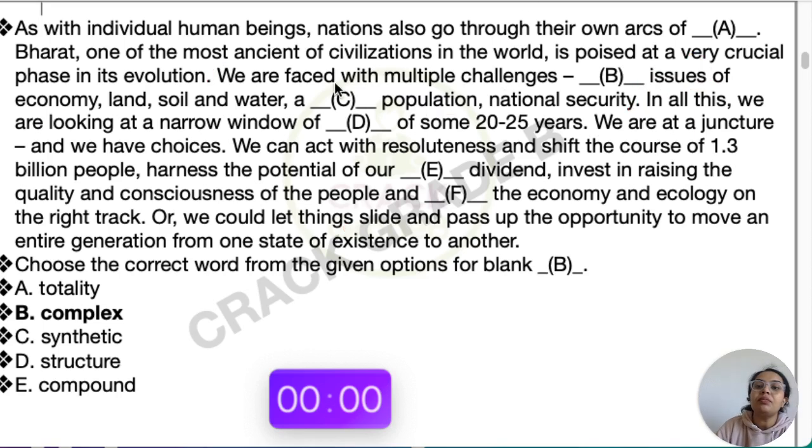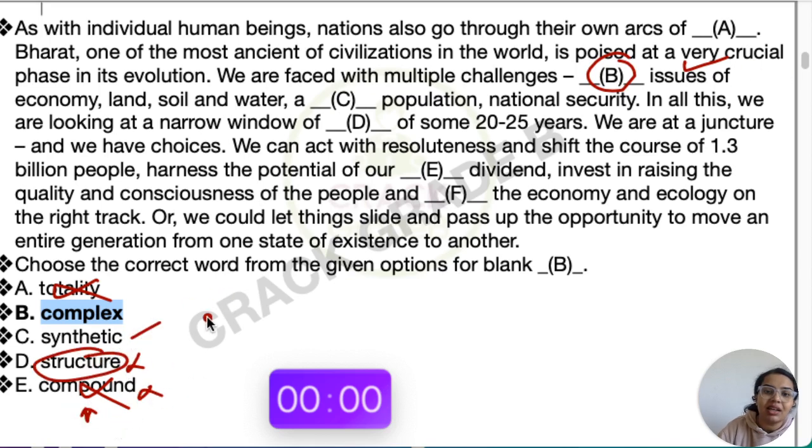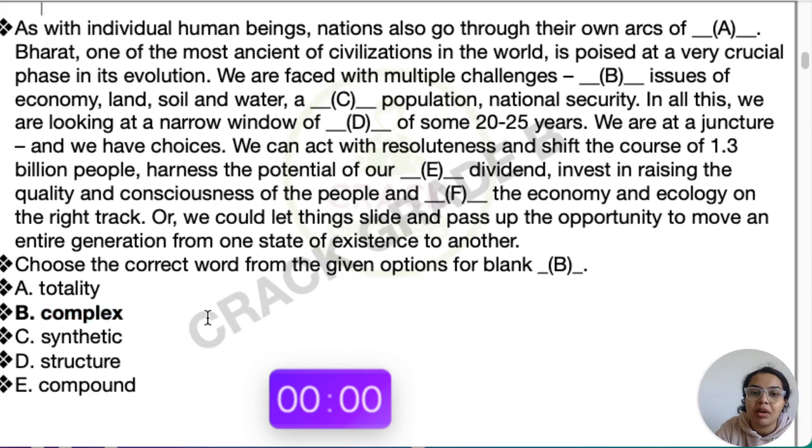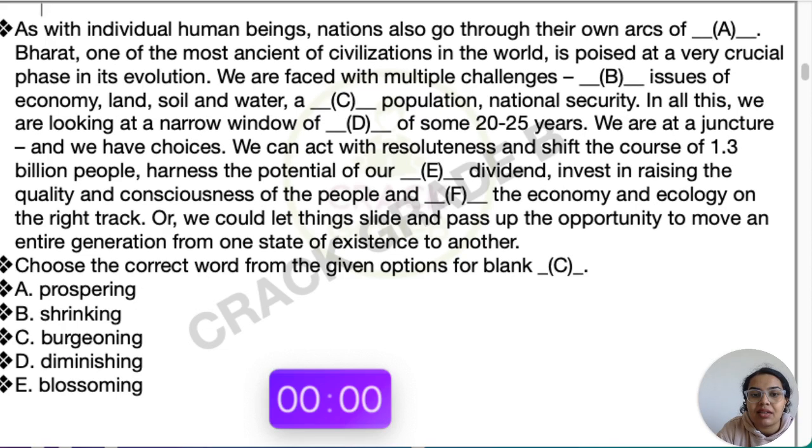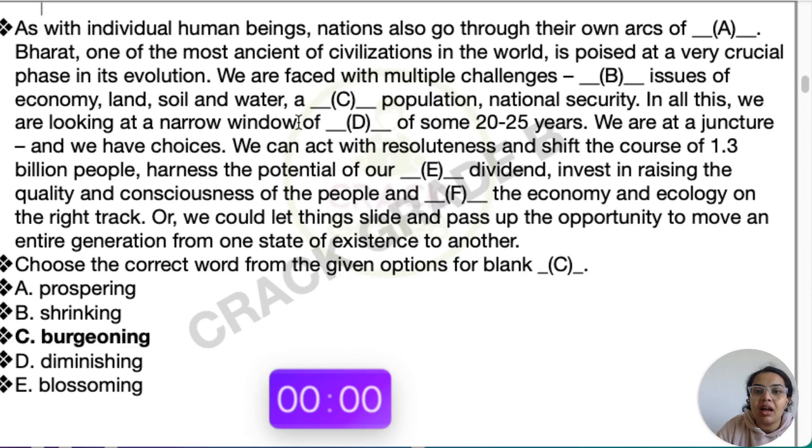Okay. So we are faced with multiple challenges, complex issues. I wanted to use an adjective over here to talk about what kind of issues. So totality is a noun. Compound is a noun, and also adjective, but compound issues will not give you. Structure is a noun, no meaning. Synthetic, it's the type of fiber material. तो वो भी आंसर नहीं. A dash population, national security.